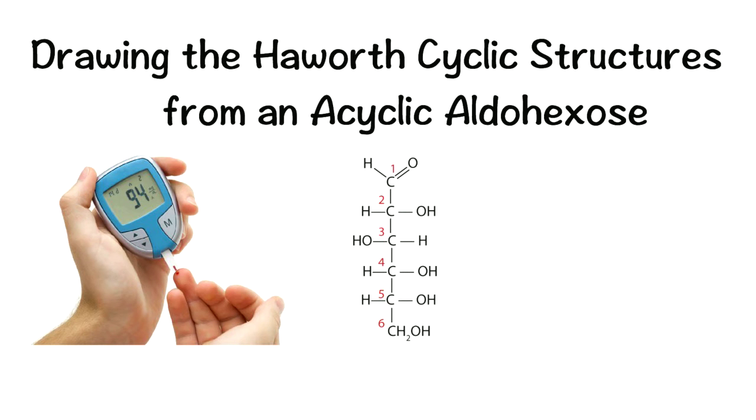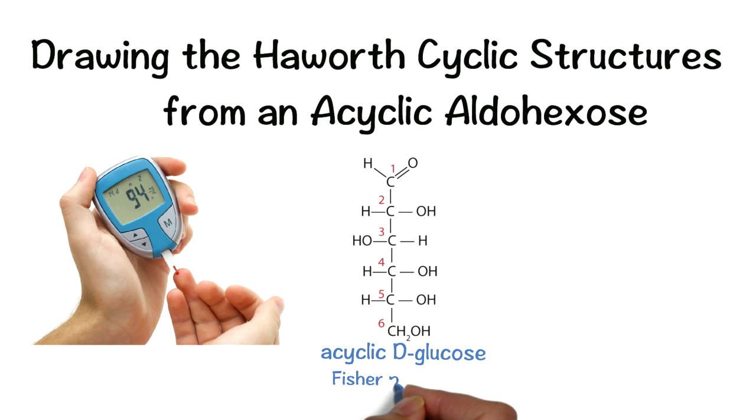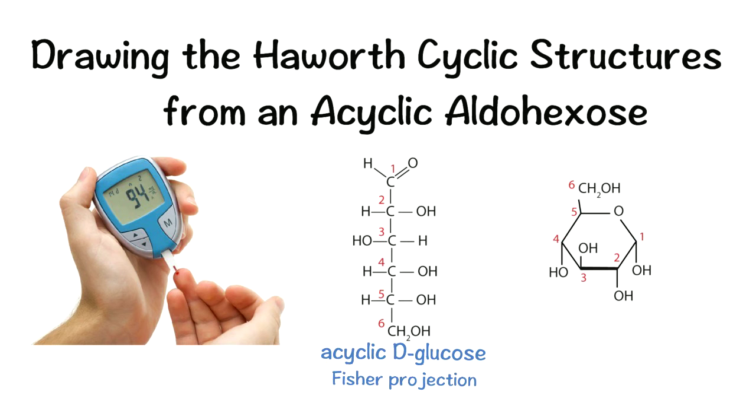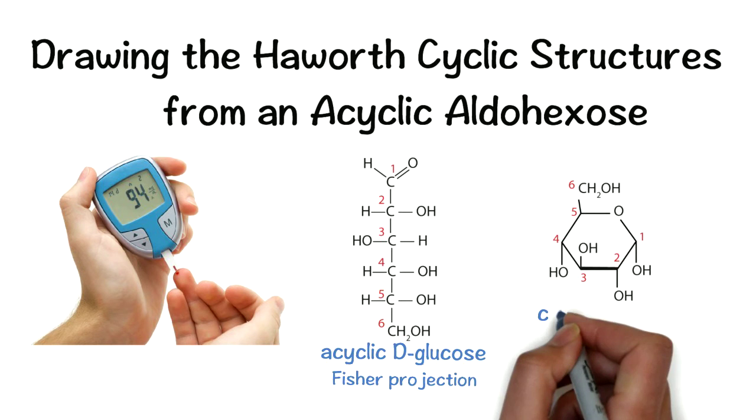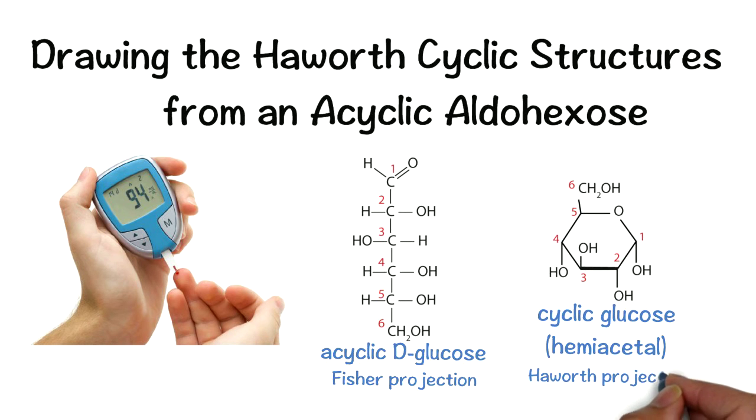Glucose is present in the human body in both the acyclic form and cyclic form. The acyclic form is represented using a Fischer projection. The hydroxyl groups of acyclic monosaccharides undergo ring closure reactions to form hemiacetals, or the cyclic forms. The flat ring structures are called Haworth projections and are often used to represent the cyclic form of monosaccharides.